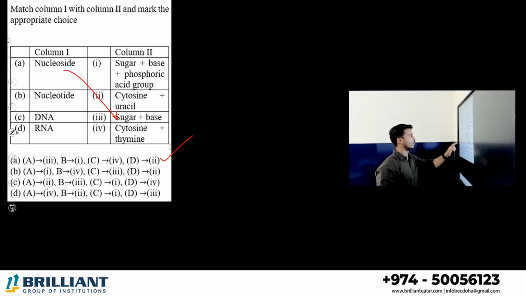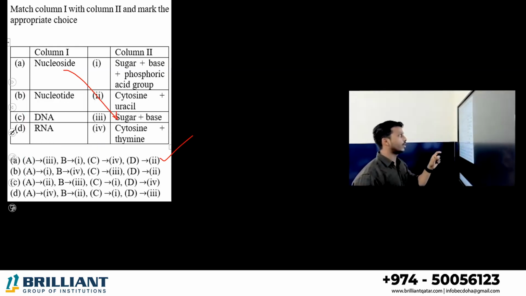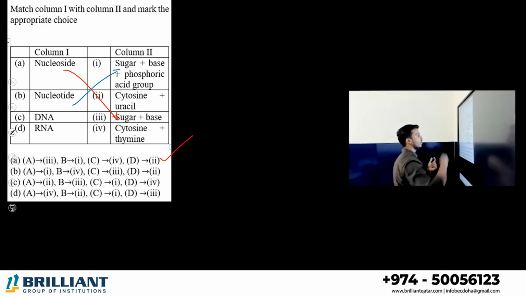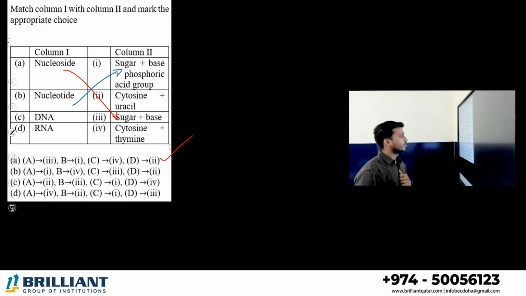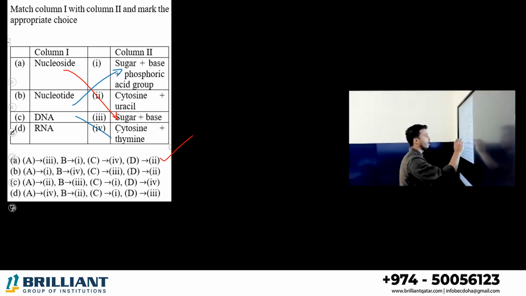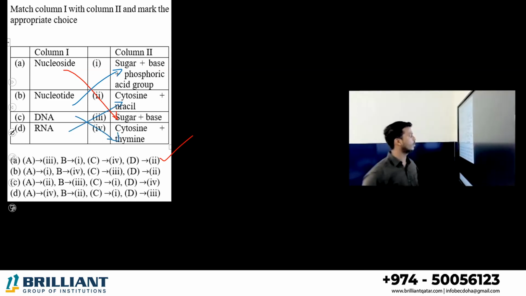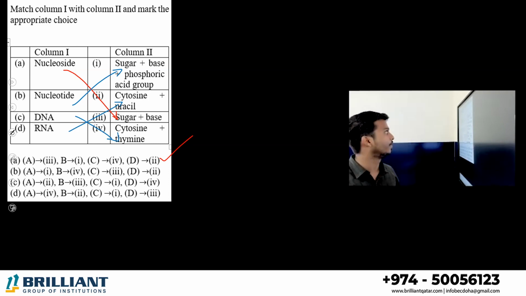Let's check others also. Nucleotide contains a pentose sugar, a nitrogen base with a phosphate group. Right? Phosphoric acid group. That is with the first one. DNA contains cytosine and thymine. DNA contains thymine, RNA contains uracil. Right? Option A is the correct one.